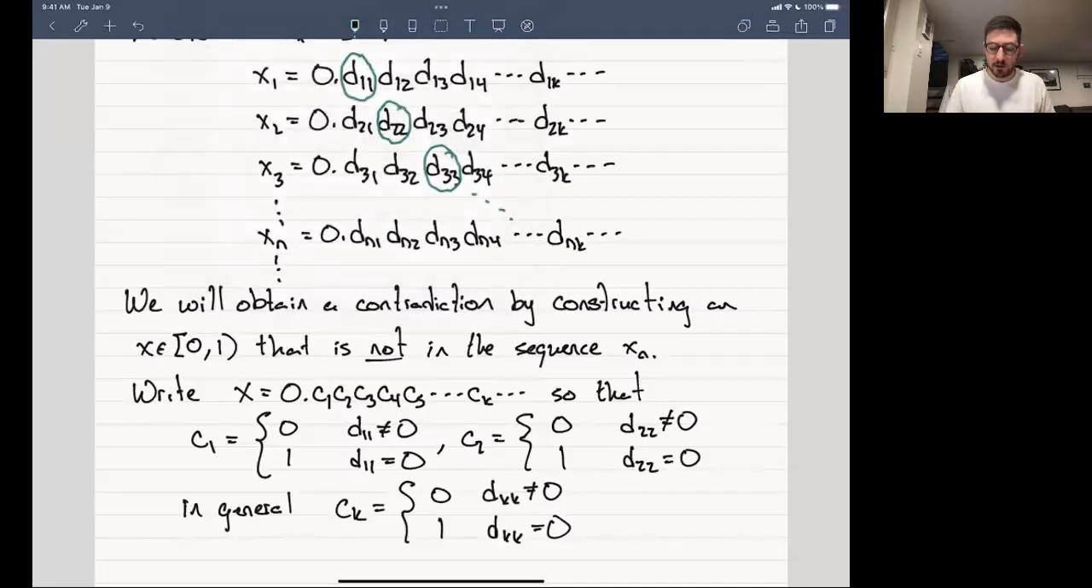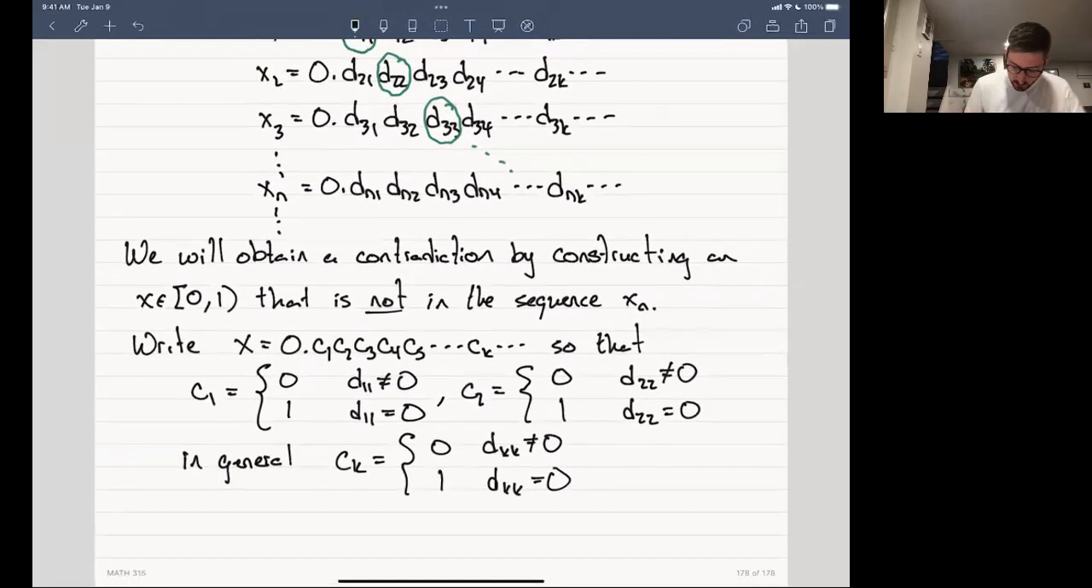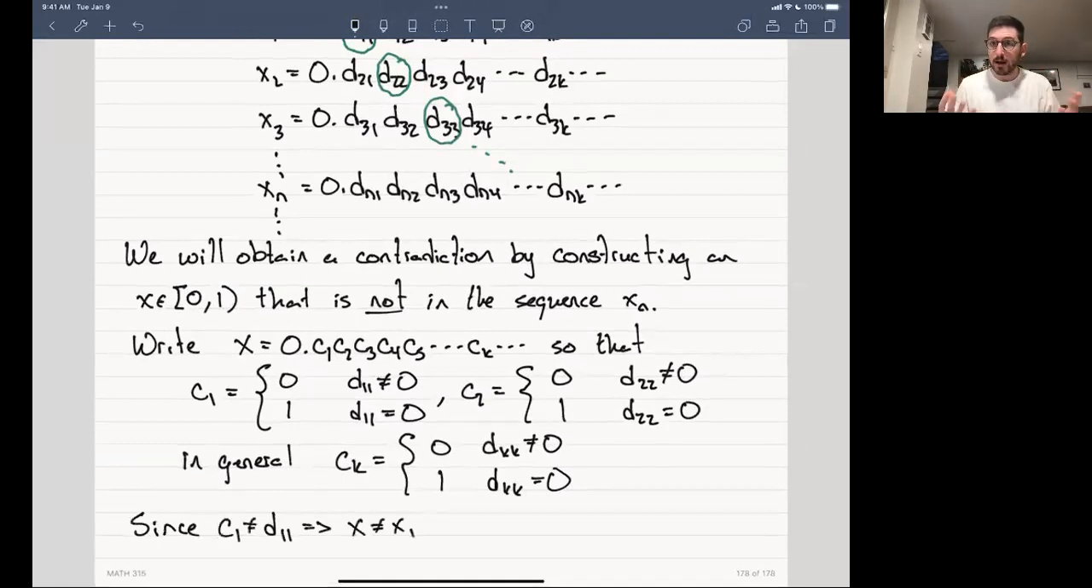Now, here's the exciting piece of this. The exciting piece is that my element x cannot be in that sequence. Why is that the case? Well, its first decimal point, C1, is different from x1. So since C1 does not equal D11, this implies that x does not equal x1. It has a different first expansion, 0.1 something versus 0.0 something. They have different decimal expansions. And C2 does not equal D22 implies that x can't equal x2 because it has a different second digit.